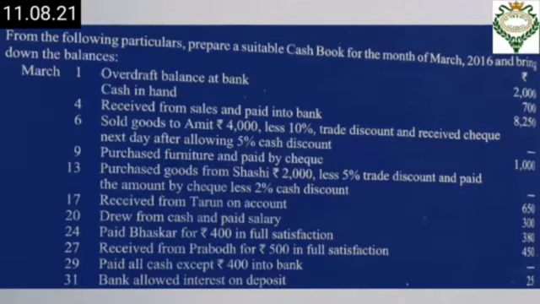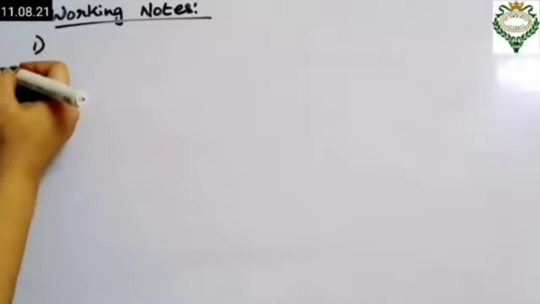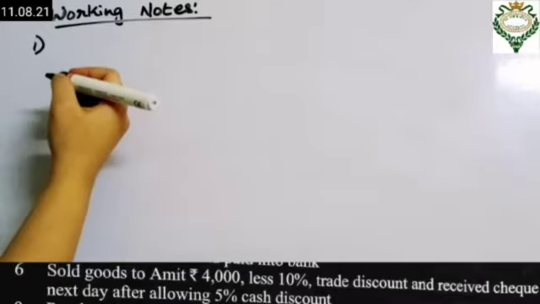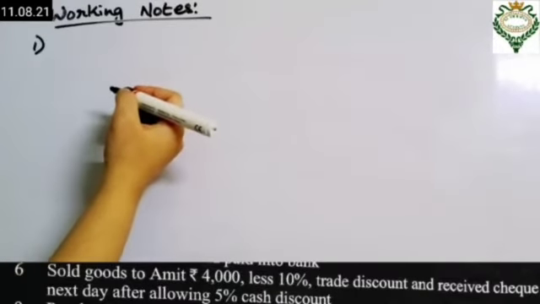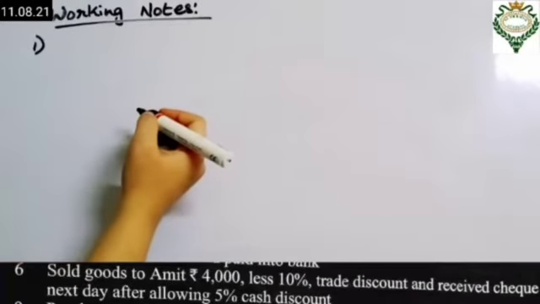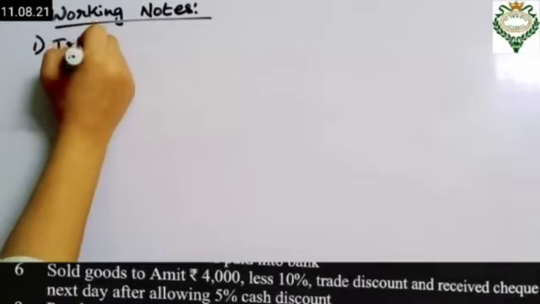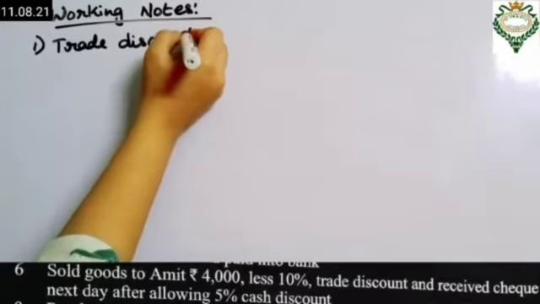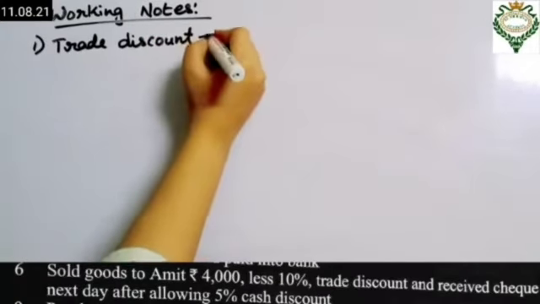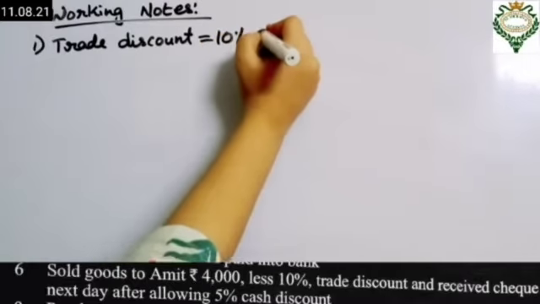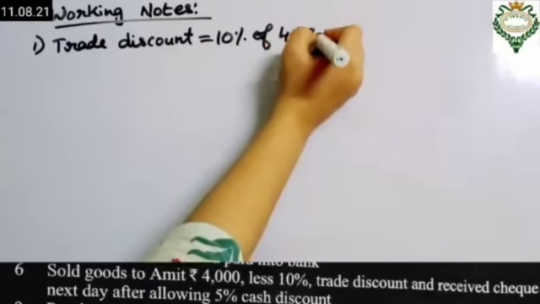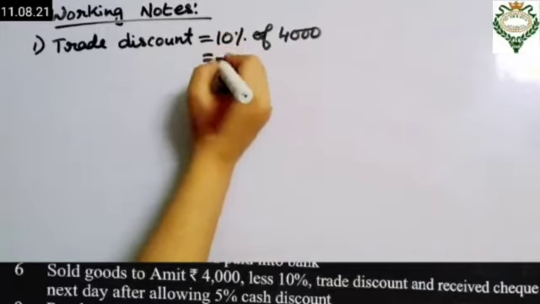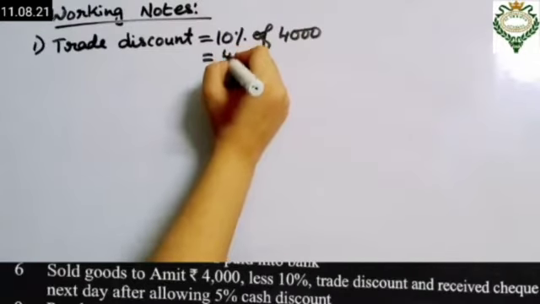So come to the working note, students. The first working note we have to do is for the transaction done on 6th March, that is, sold goods to Amit rupees 4,000, and it got the trade discount on that 4,000, that is 10%. So we have to calculate the trade discount first. The trade discount is 10% of 4,000, so we will get 400 trade discount.